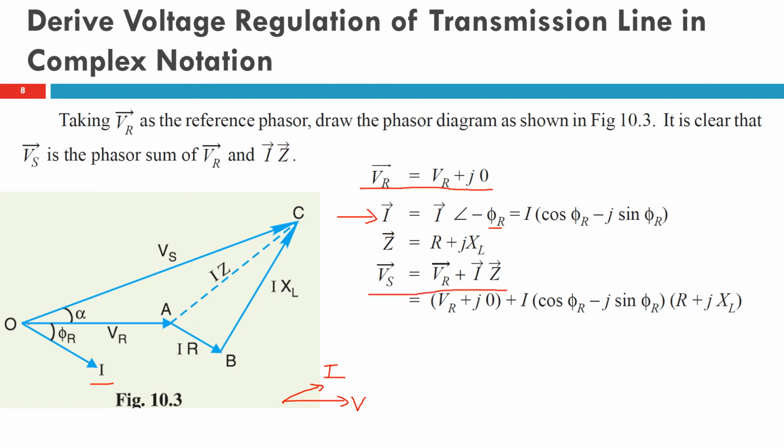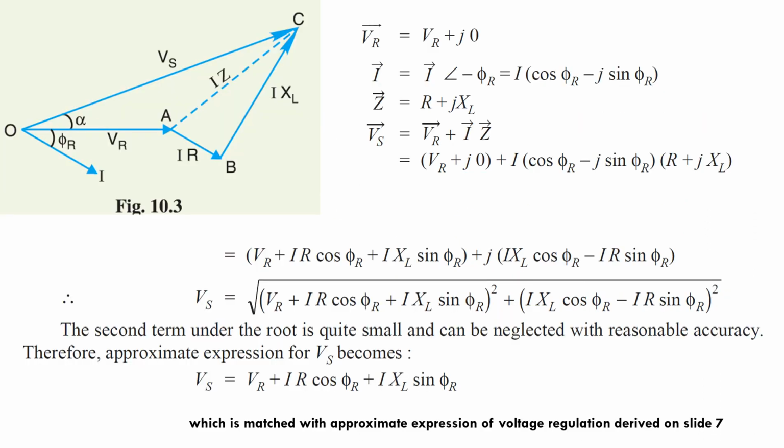You know that this is our basic equation: Vs, the sending end voltage, is nothing but the receiving end voltage plus the voltage drop across the line impedance. Now put in all these values, which we have represented in rectangular form. So Vs can be represented in this way, and when I solve these expressions I will get the long expression of Vs. Now in this long expression, if I neglect the second term, then I get the sending end voltage, and this equation matches the approximate expression of the voltage regulation derived on the previous slides.